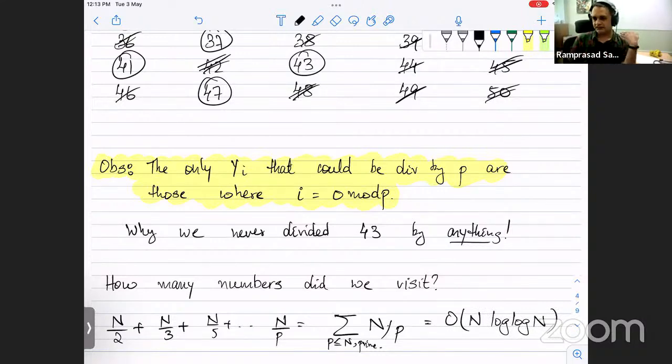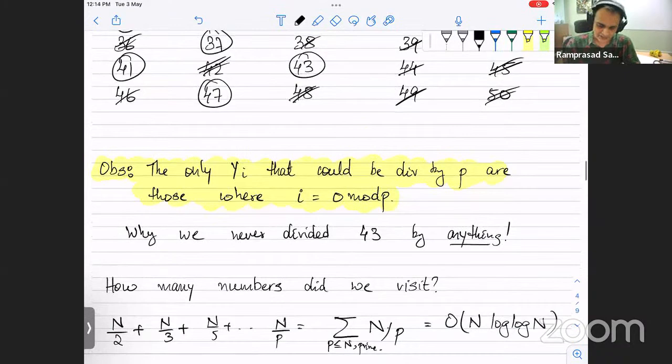So the sum of reciprocals of primes up to a bound n turns out to be like log log n. The proof is not hard. In fact, Wikipedia does have a proof. I've forgotten exactly what this theorem is called, but I'll add a reference to it.